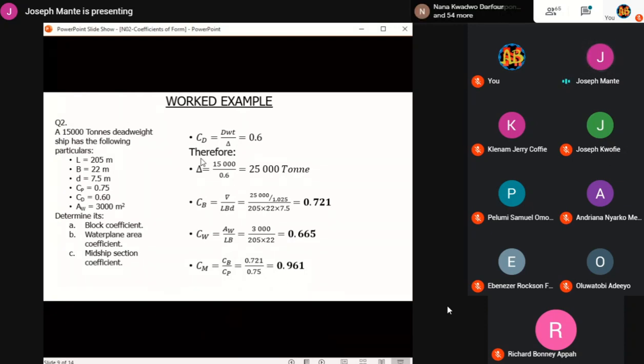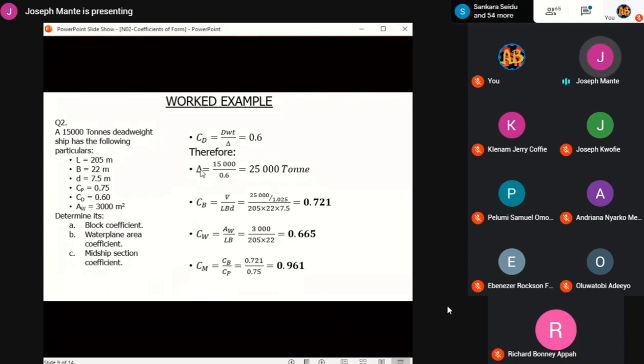And you also know that CD is equal to dead weight over displacement. And you know CD to be 0.6. You know dead weight too. Then it means that you can find for displacement. So you put your 15,000 where DWT is over displacement equal to 0.6. Then you do change of subject, so you get 15,000, which is the dead weight, over the 0.6, and so you get 25,000 tons. Now you know your displacement. Is that not it? And you know that density is equal to displacement over volume displacement.